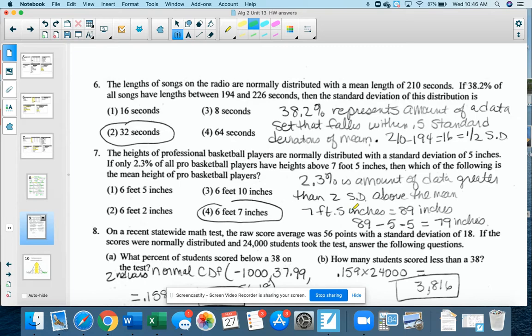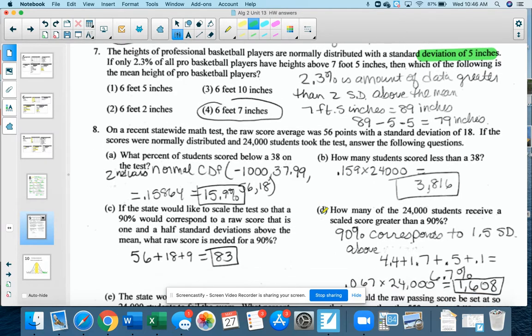7 feet 5 inches is actually 89 inches. I did 7 times 12 plus 5, which is 89 inches. If I take 89 and subtract 2 standard deviations, remember a standard deviation is 5 inches, so 89 minus 10 is 79 inches. So that would be the mean height. 6 feet 7 inches is the same as 79 inches.